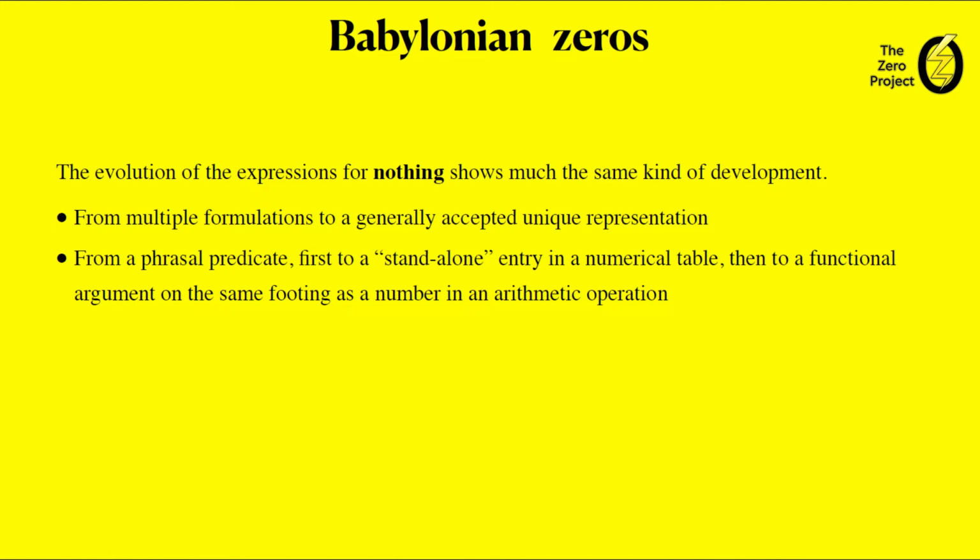They are first a simple phrasal predicate. There is no such and such, nishu and na or do not exist. Then they appear as standalone entries in a numerical table, number, number, number, nutuk, number, number, number, number. And then we see in the last text a functional argument on the same footing, where the nutuk, the nothing, is on the same footing as a number in an arithmetic operation. And that these two stories, which don't come together in Mesopotamia, are the two stories I want to tell you today. Thank you. Thank you, Jim.